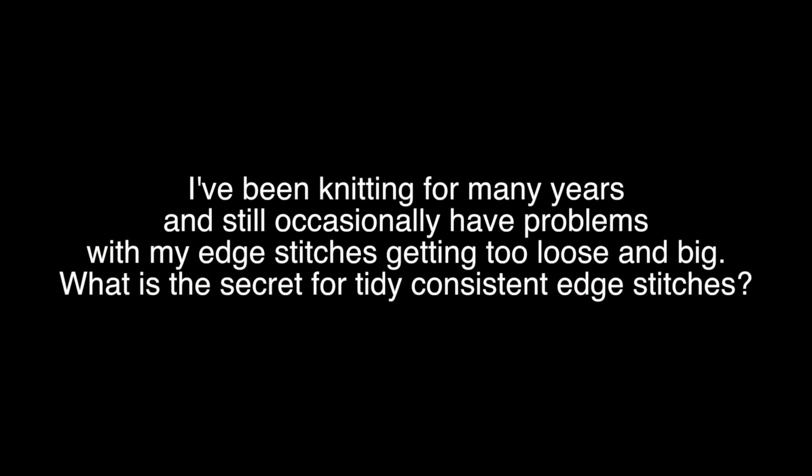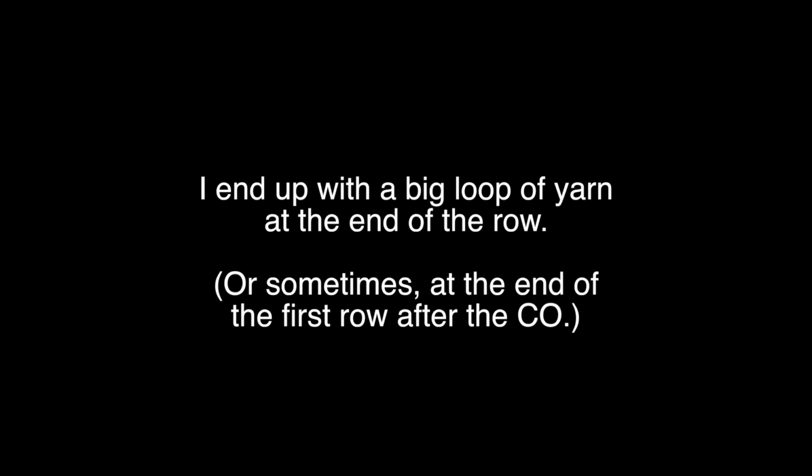So here's the first question. I've been knitting for many years and still occasionally have problems with my edge stitches getting too loose and big. What is the secret for tidy, consistent edge stitches? I end up with a big loop of yarn at the end of the row. Sometimes this might be stated as I end up with a big loop of yarn at the end of the first row after the cast on. My edges are loose and sloppy. I've tried knitting tightly at the start of the row, but it doesn't help.